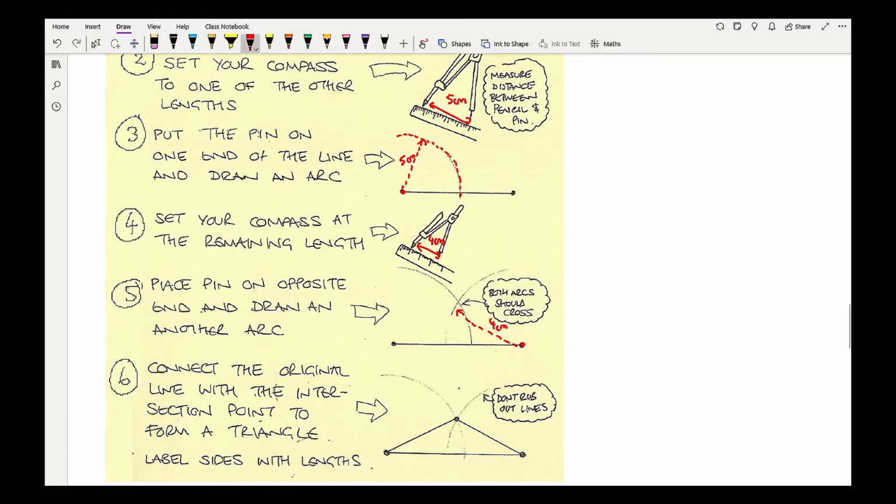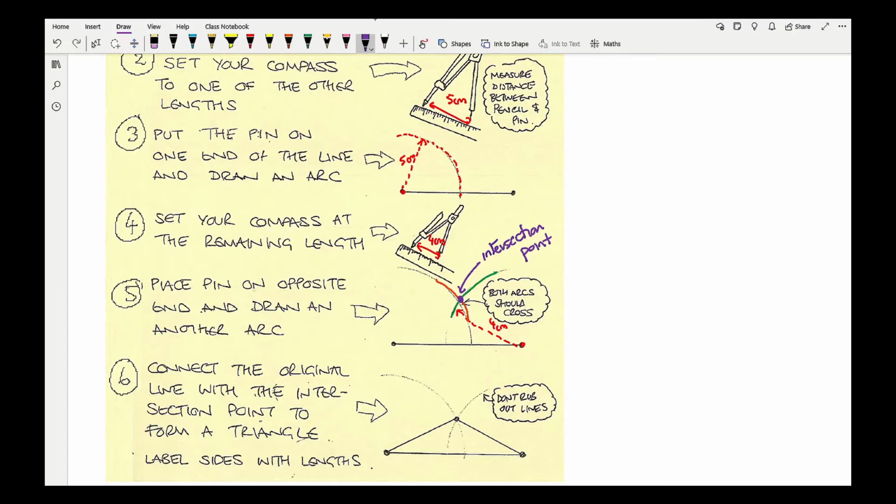And what you should end up with is 2 arcs. I should have one arc for one length and a second arc for the other. And what you should find is that the 2 arcs meet at an intersection point, which is this point here. So that there is my intersection point. Now, if you don't have an intersection point when you're drawing an SSS triangle, you've definitely gone wrong somewhere. You should always have an intersection point. If not, it might be an impossible triangle for you to draw.